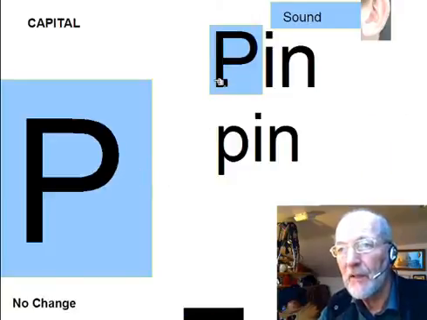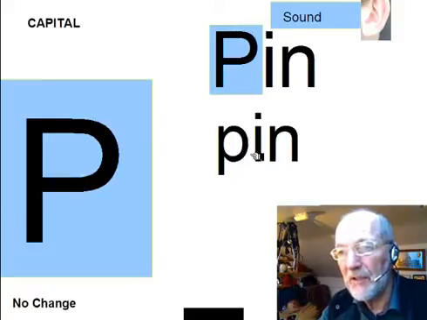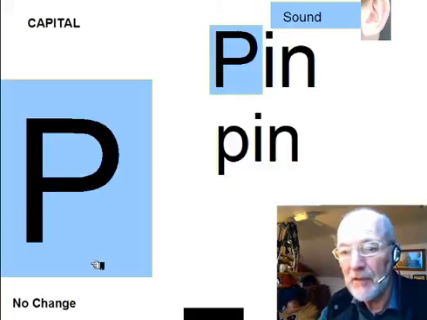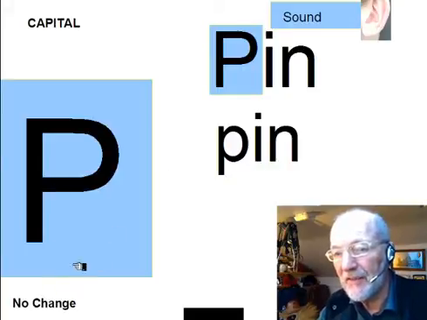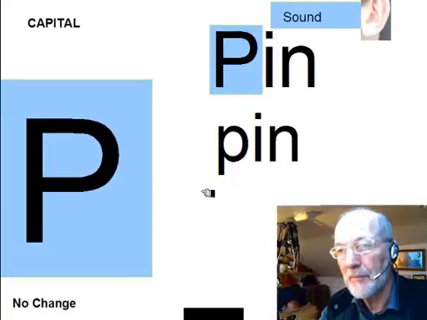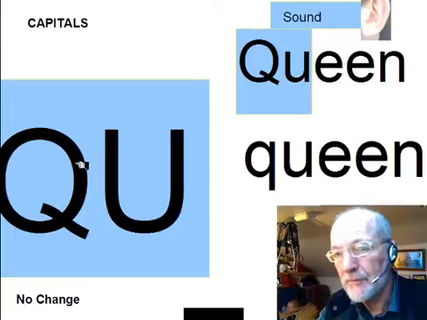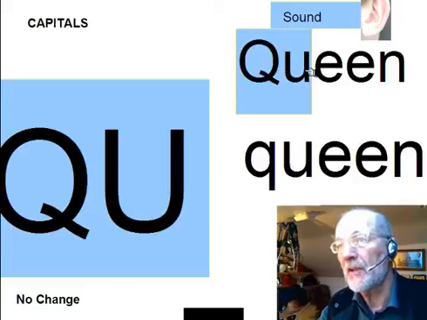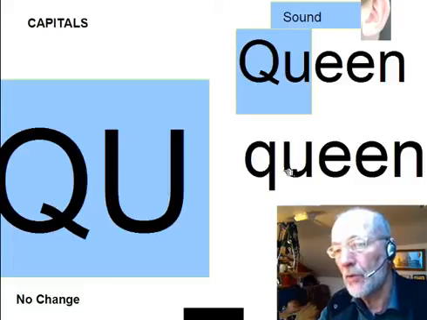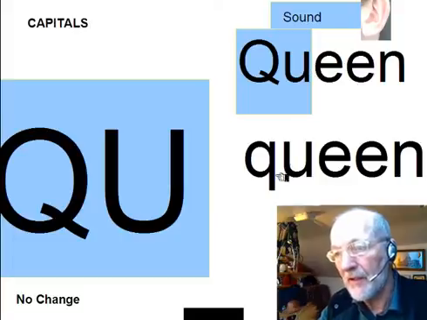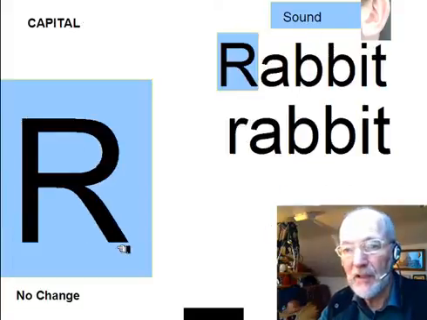P. Pin. Capital P, pin. Small p, pin. No change in the things that it does, the sound and the name. Qu. Q. Always Q-U. Queen. No change between capital Q-U and small q-u.